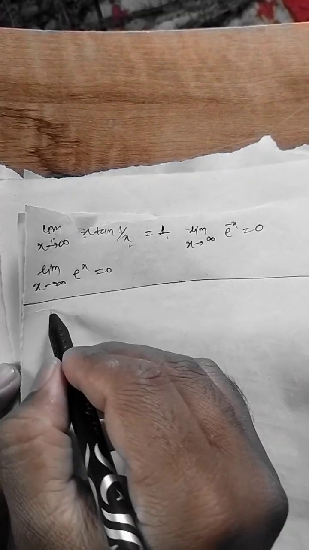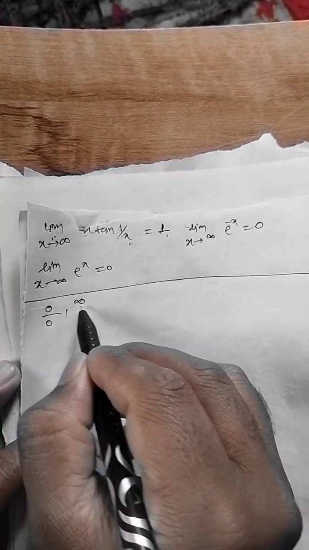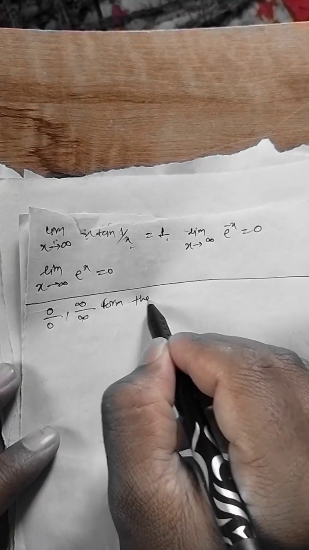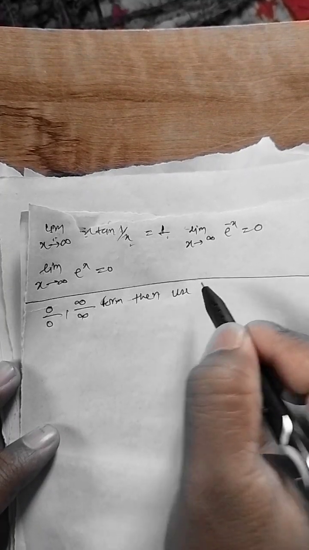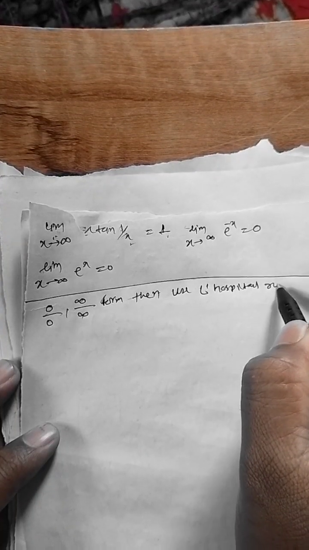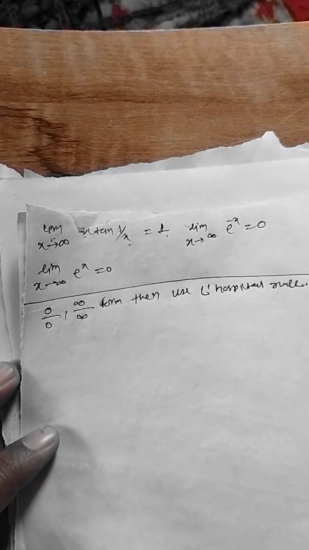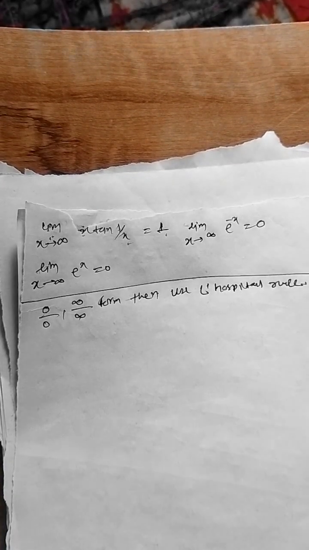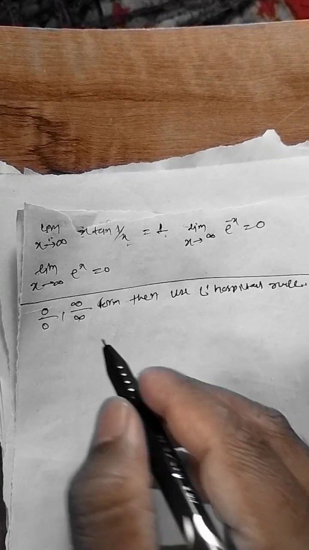If the limit contains 0 by 0 form or infinity by infinity form, then use L'Hospital's rule. In that we differentiate the function by taking the derivative of numerator and denominator respectively.